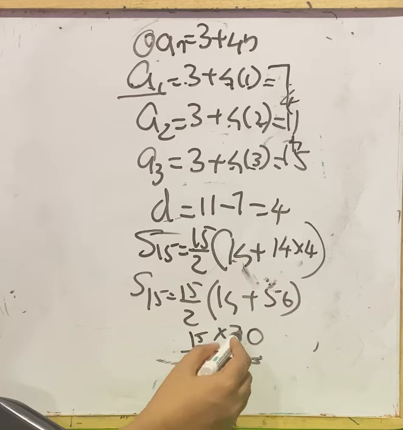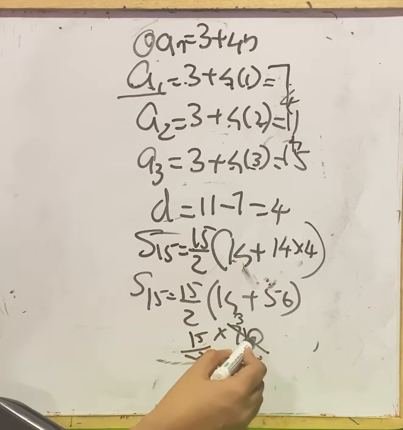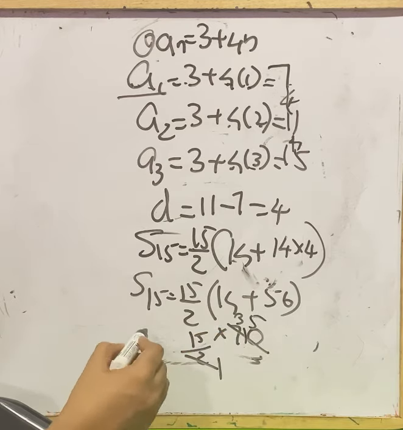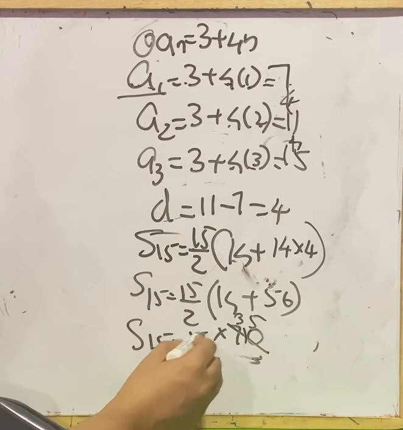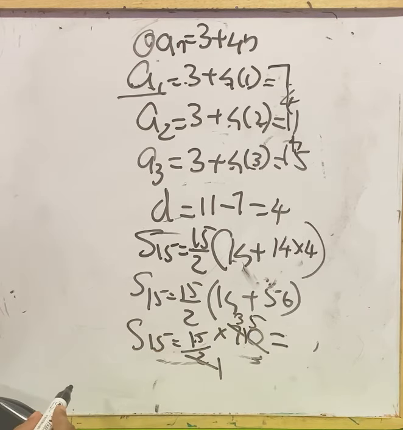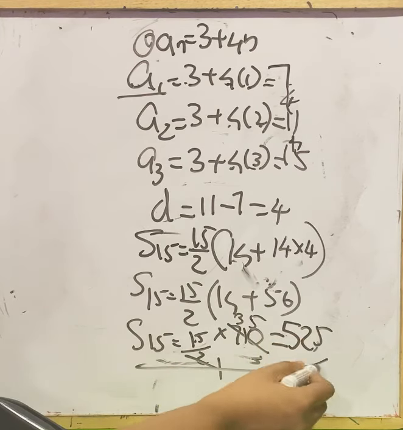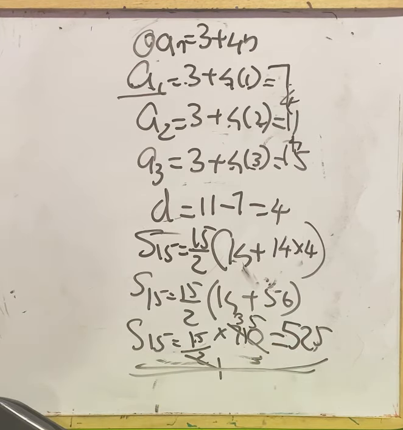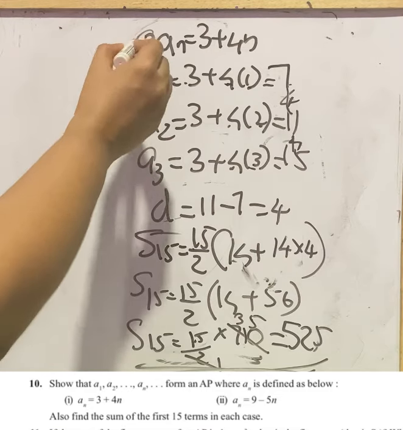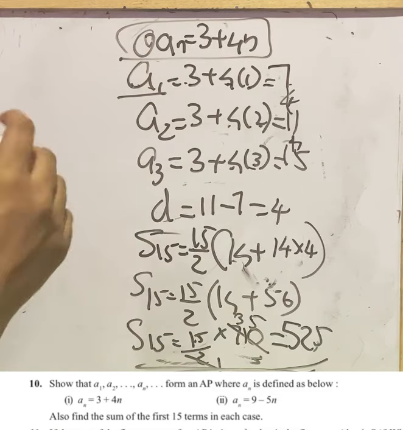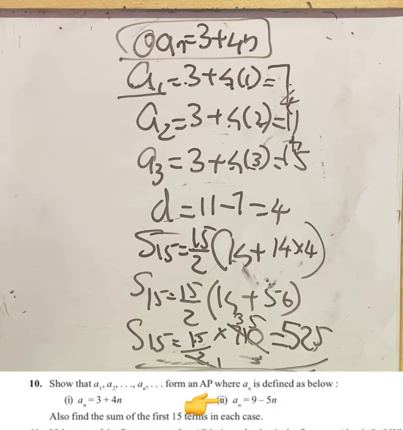2 1s are 2. Here 3 2s are 6, balance 1, 5 2s are 15. Now S15 equal to 15 into 35. That is the sum. 15 into 35, you will get 525. It is the sum of first 15 terms. That is for this question. Now we have one more question. In that also we have to find S15.